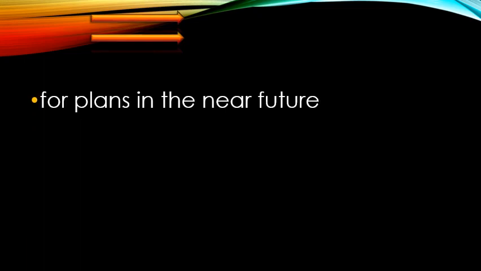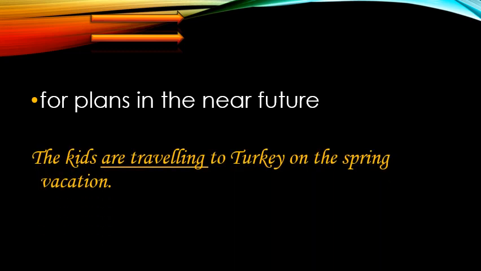The second usage is for plans in the near future. You see the words near future, which will happen very soon. For example, the kids are traveling to Turkey on the spring vacation. Since the spring vacation is very near, the kids decided to travel to Turkey. So the kids are traveling to Turkey on the spring vacation. It will happen in the near future. So the usages of the present progressive are for actions that are happening now, right now, or at the moment, or for actions that will happen in the near future.